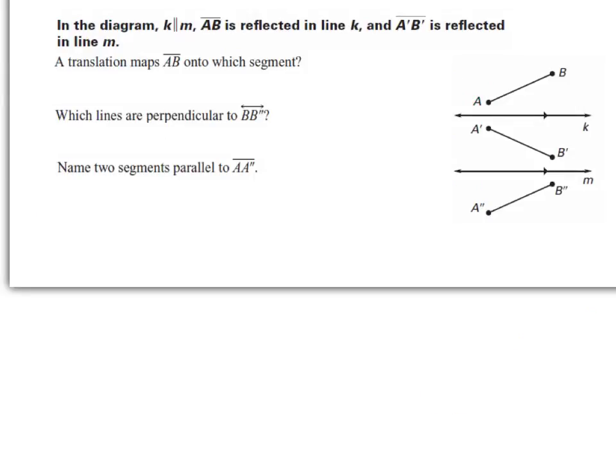So here's where I can show you more specifically about those other lines. If we have a segment that's reflected over a line and then reflected over another line, and those 2 lines drawn to begin with right here in purple are parallel lines, then that means we can answer some of these questions. So the translation maps segment AB onto which segment? The translation, remember, just slides. The only one that it slid to would have to be A double prime, B double prime. All right, so next, which lines are perpendicular to B double prime? If you look right there, which lines are perpendicular to that? That would be our two parallel lines, so line K and line M.